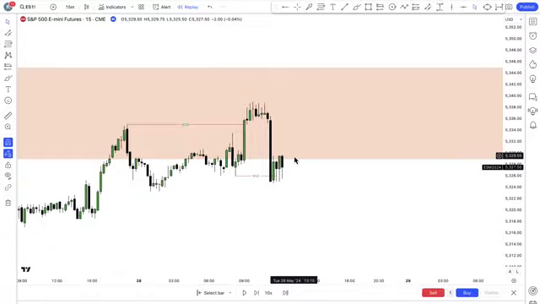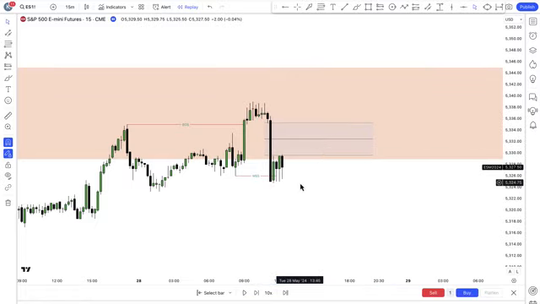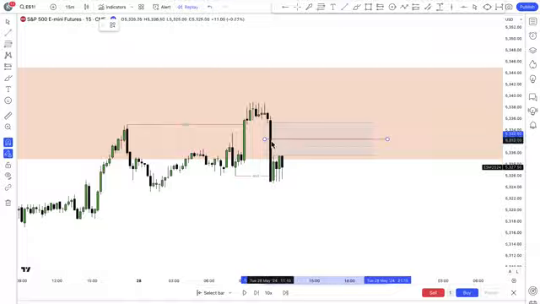But where do you take the trade? I have taught so many ICT concepts, and this is it. Look at this. You have a fair value gap right here. A very big one. What did I tell you about that? As ICT taught, when you have a very big fair value gap like that, the middle of that fair value gap becomes the most interesting thing, or at least the first 50% of that fair value gap.